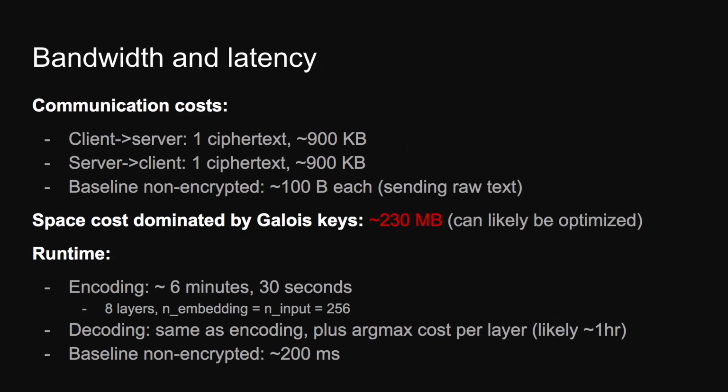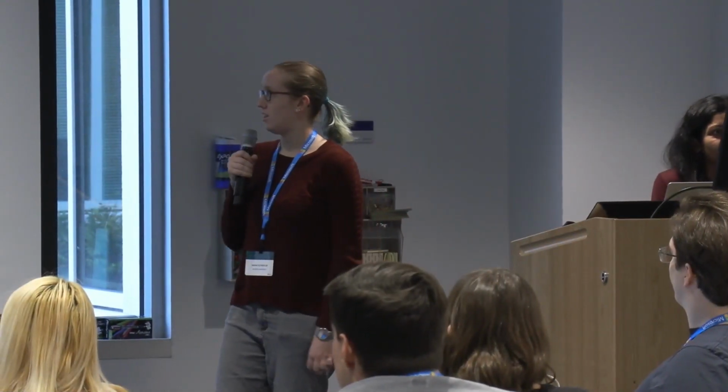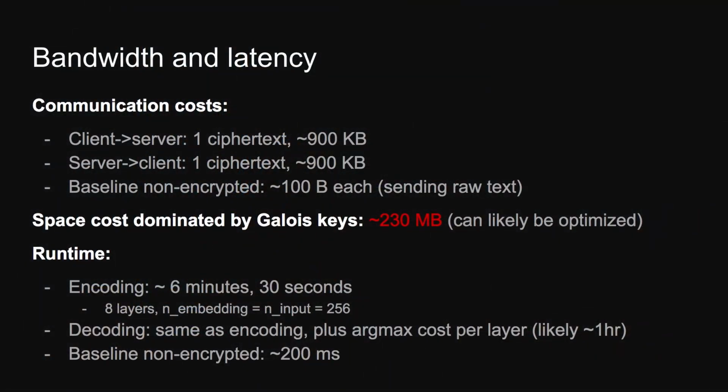Okay, so through this implementation, we got a chance to estimate how bad our communication costs and our runtime were going to be. The good news is we're only sending one ciphertext from the client to the server, which is all of the boxes shown in the previous slide. Then the server, ultimately, the goal would be to do the decoding and then just send the result to the client, which is also one ciphertext. So we're only sending one ciphertext up and one ciphertext down.